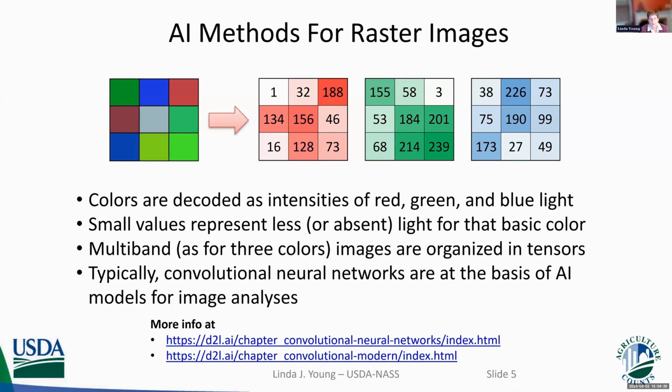Now, multiband images, as for these three colors, are organized in tensors. And we can think of tensors as n-dimensional matrices. So we have the 3x3 grid, and then we have the three colors. So we have three dimensions, two to get the grid, and another one for the colors. And so we have a three-dimensional tensor. Typically, convolutional neural networks are at the basis of AI models for image analyses.